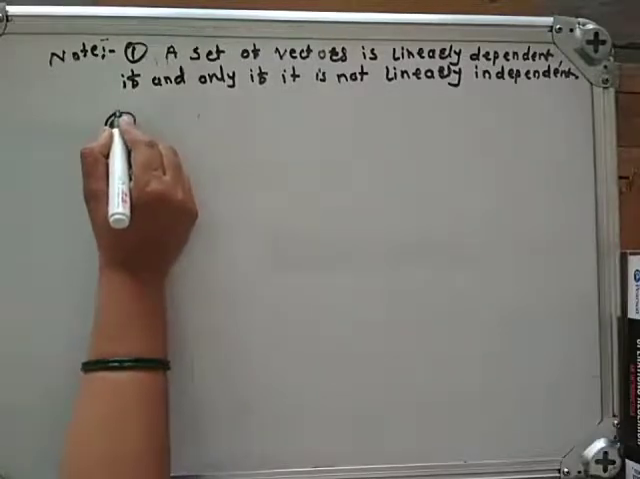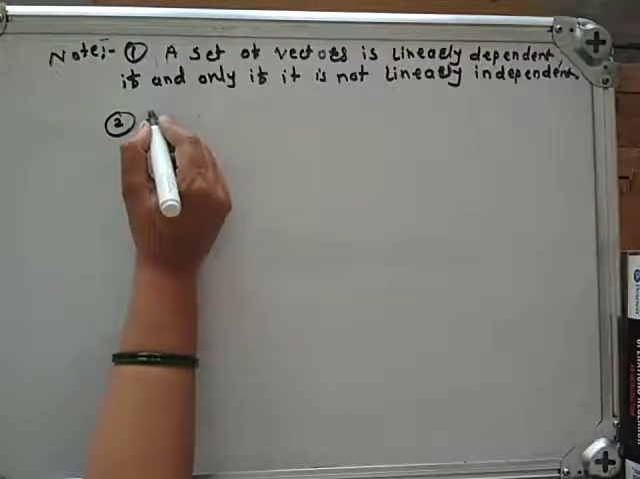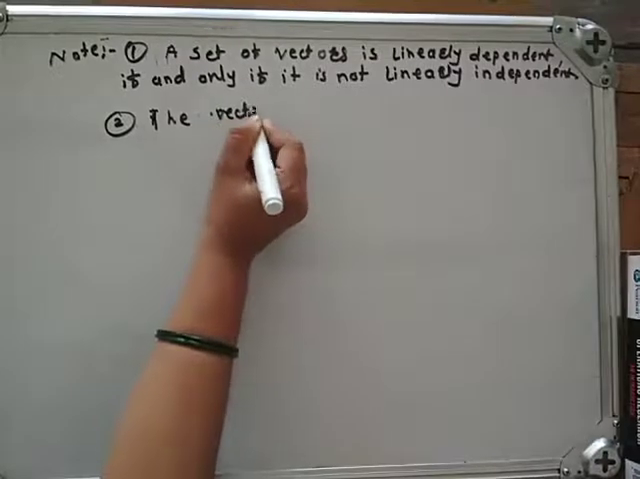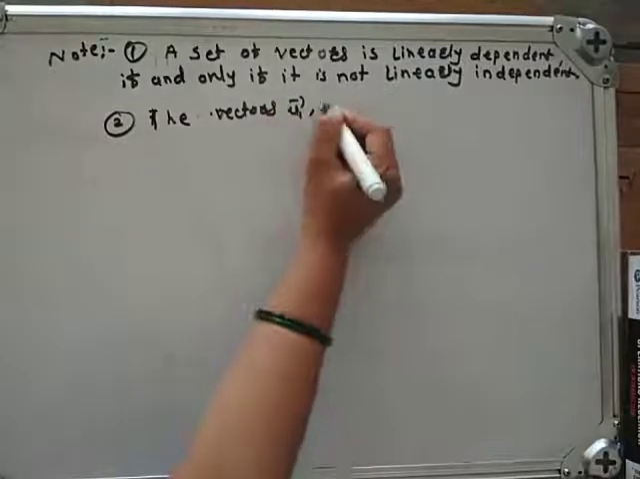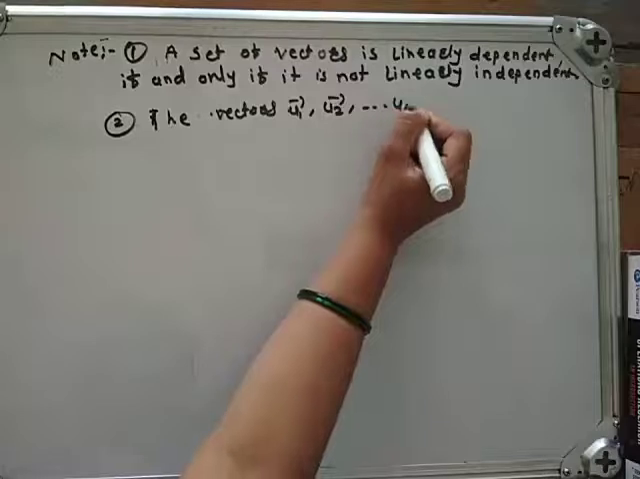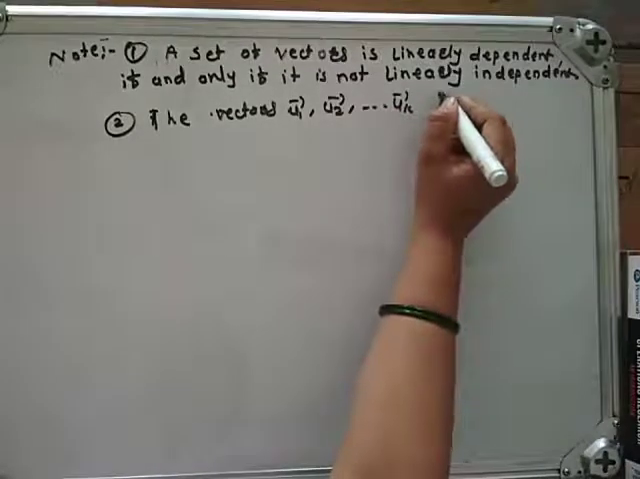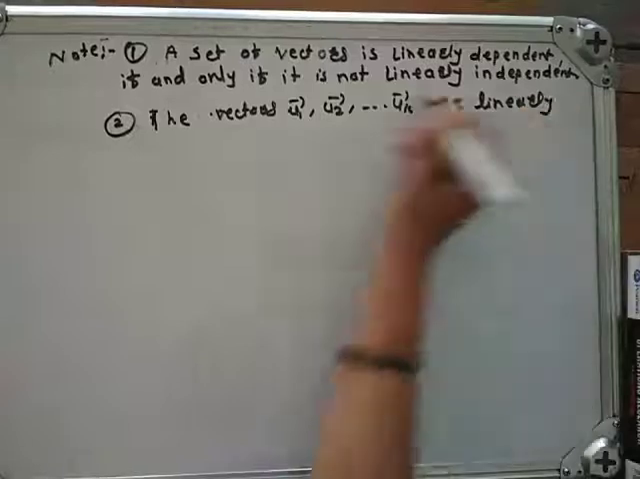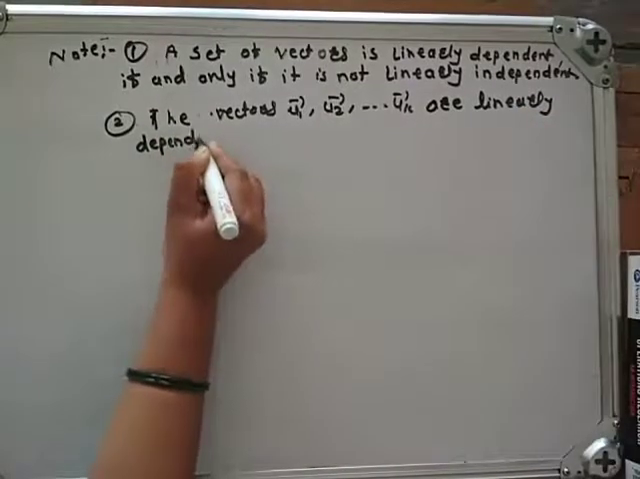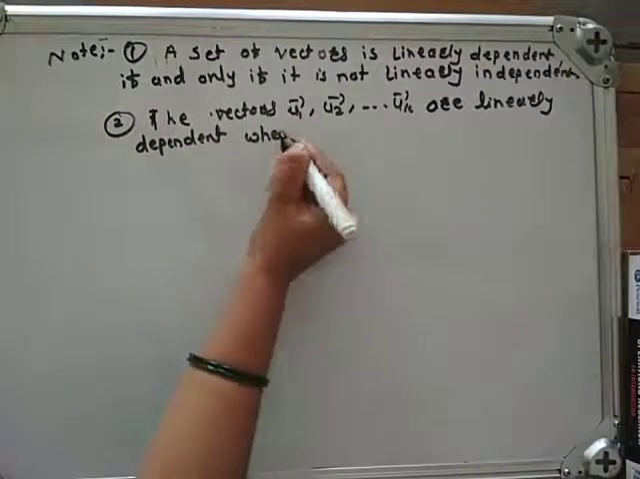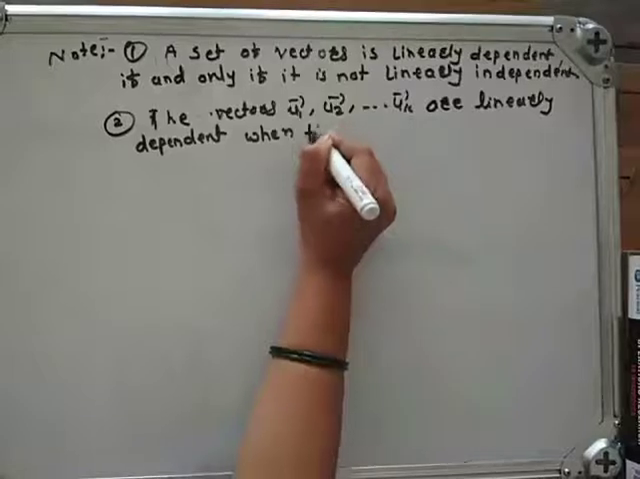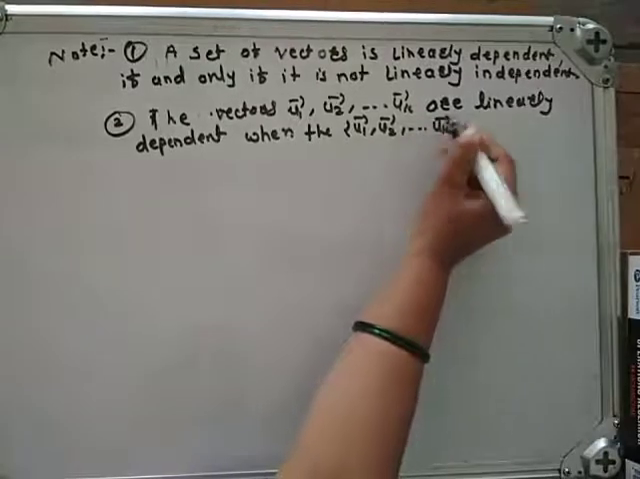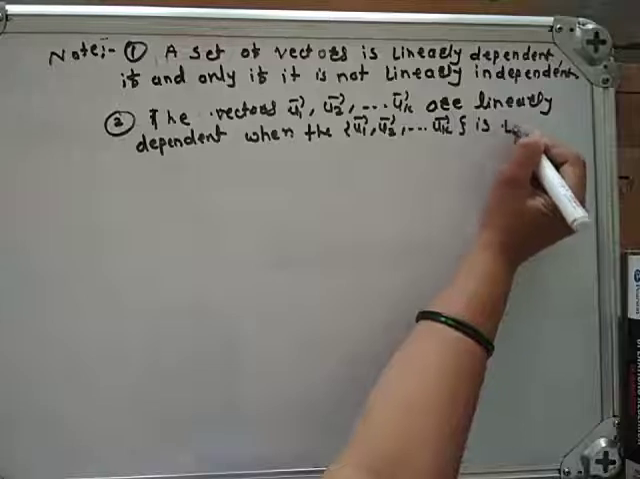Second remark: the vectors u1 bar, u2 bar and so on up to uk bar are linearly dependent when the set u1 bar, u2 bar and so on up to uk bar is linearly dependent.